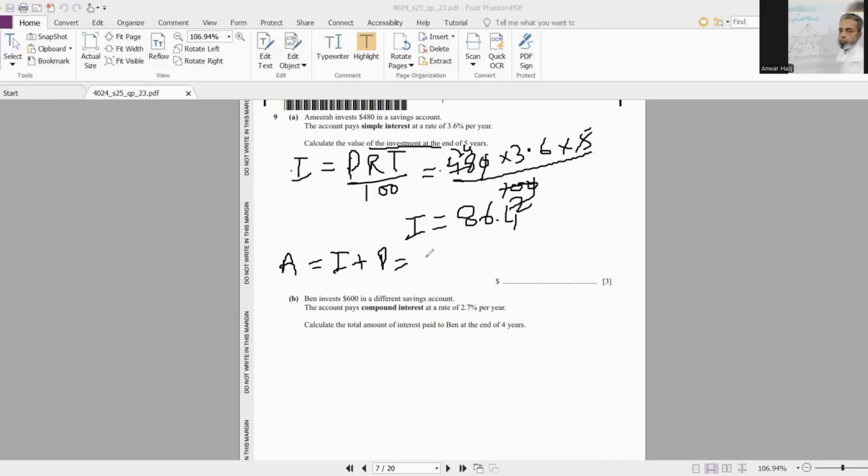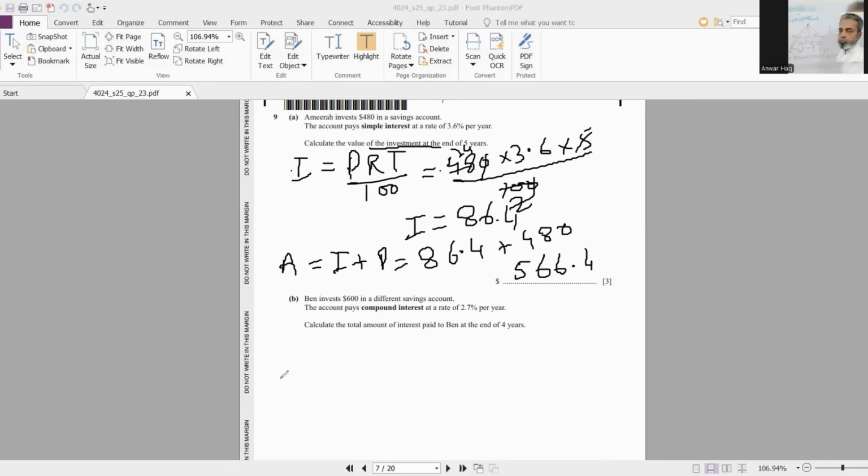Your I is 86.4 and P is 480. When you add these, you will get 566.4.